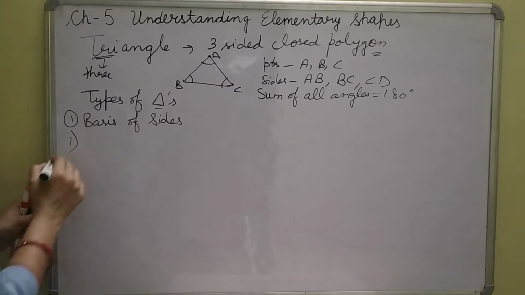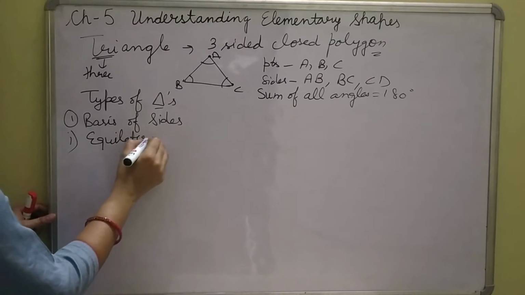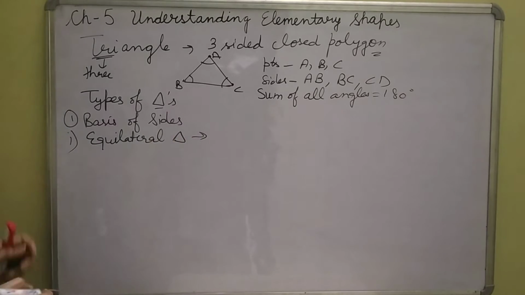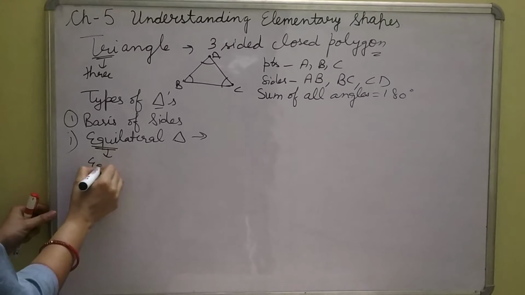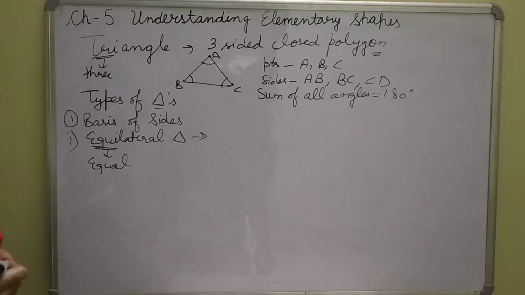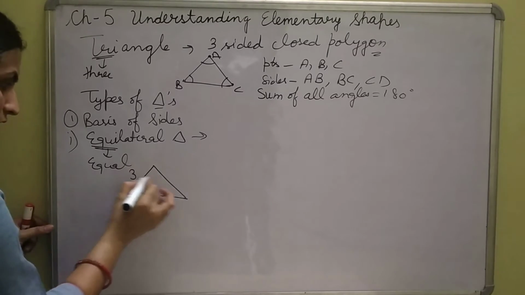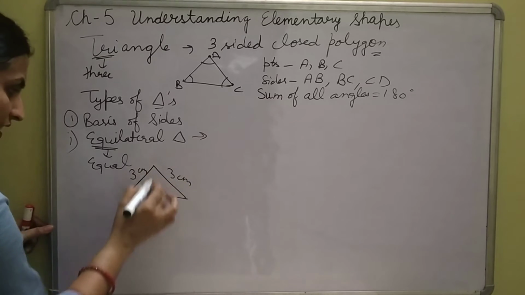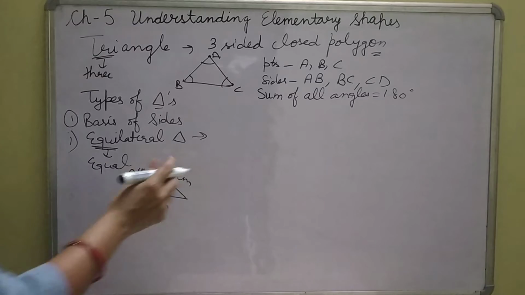So first is equilateral triangle. Equilateral triangle means equal. So a triangle in which all the sides are equal. Let's say this is the triangle and all the sides are of 3 centimeter, 3 centimeter and 3 centimeter. Then this is our equilateral triangle. Equi means equal.